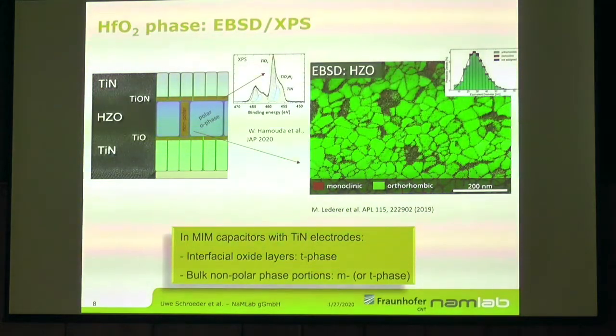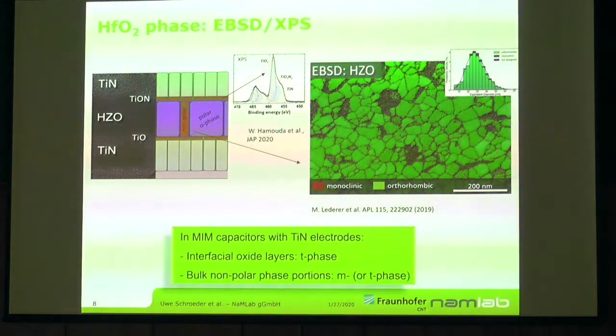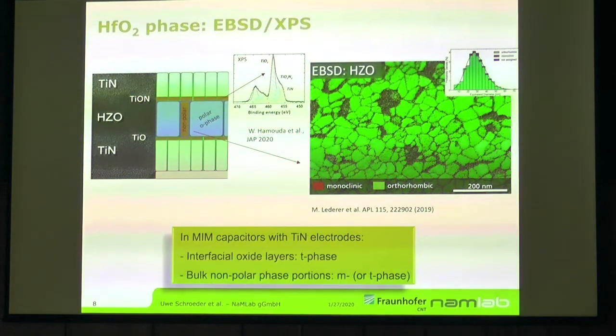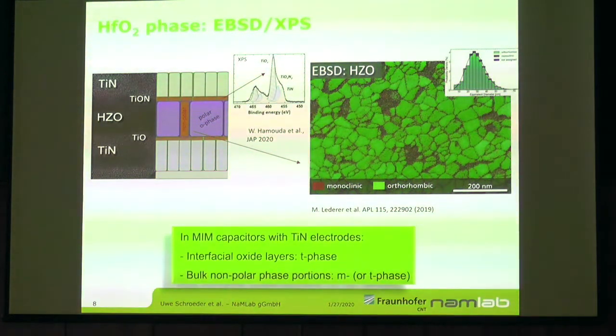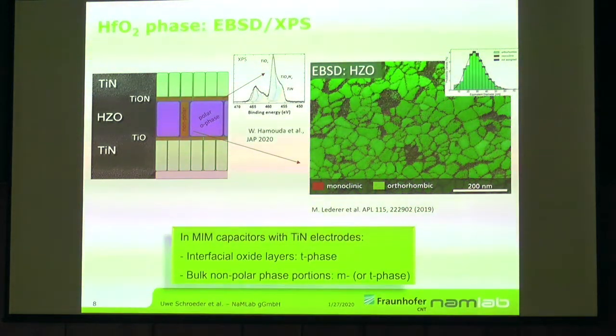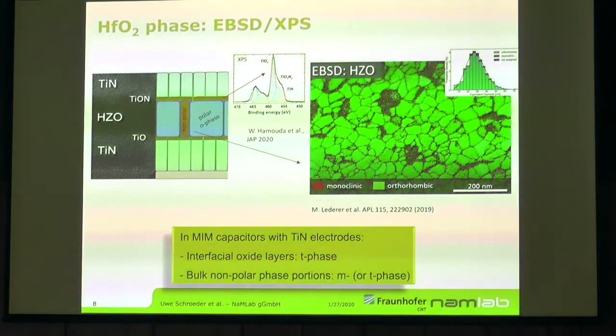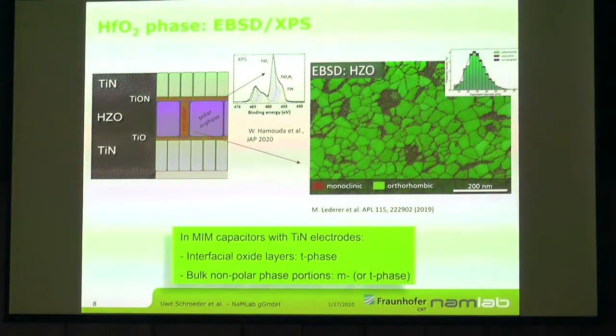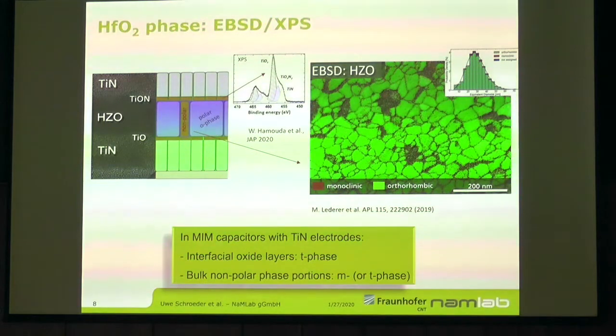Since the main topic of the talk is also non-polar regions in the film, where are non-polar regions? If you look at the structure here, since you have a nitride electrode and an oxide as the dielectric, if you deposit the film, you would expect some interface reaction happening. And we typically see, and this is what we hear in 2 talks later, in XPS, an oxidation of the TiN, and we have some TiO and TiON portions in the layer at the interface.